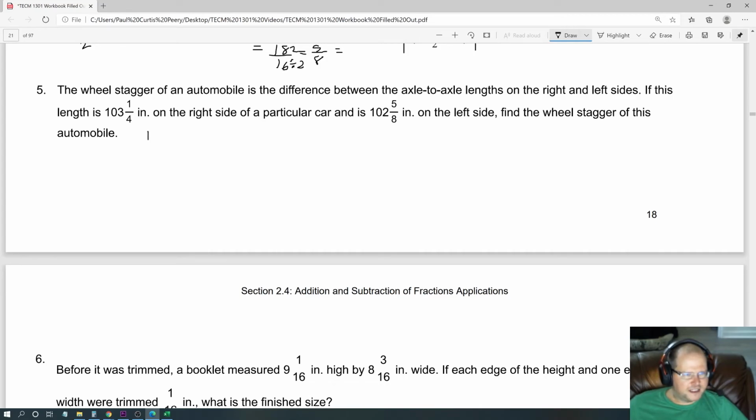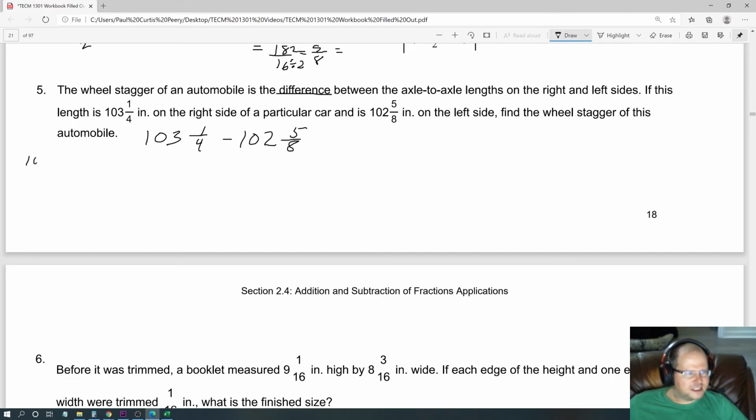Okay, so we want to find the difference, which means we subtract. So whenever you see the word difference, then you know you're subtracting. So 103 1/4, and we are subtracting 102 5/8. A common way of doing this is to convert everything to improper fractions. You could just use a calculator. If you have a scientific calculator, you should just be able to type this in and push enter, and it should spit out the correct answer.